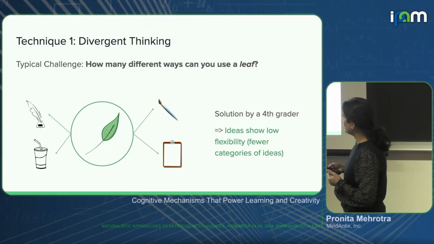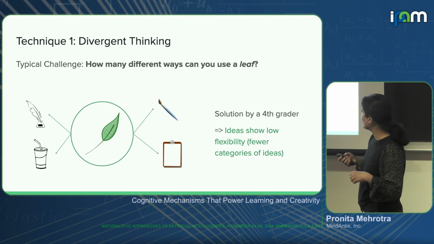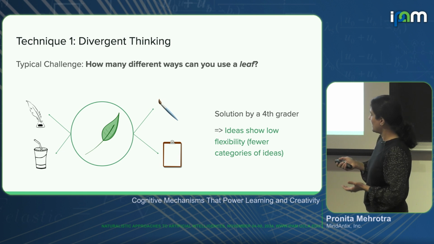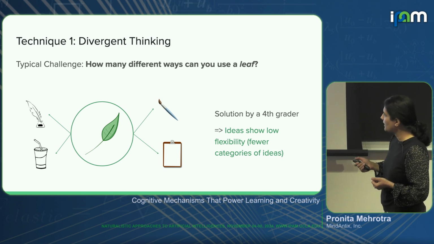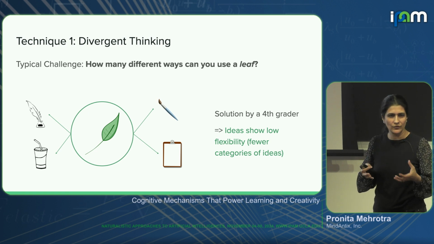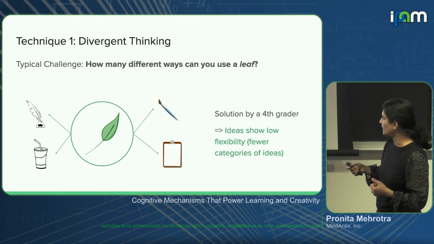So they came up with: use it as a paintbrush, use it as a quill, use the leaf to write or draw something on it, and roll it up and use it as a straw. Right, so if you look at it a little bit more carefully, you can see that 3 of these 4 ideas are somewhat related, right? They're related to the task of writing or drawing or something.